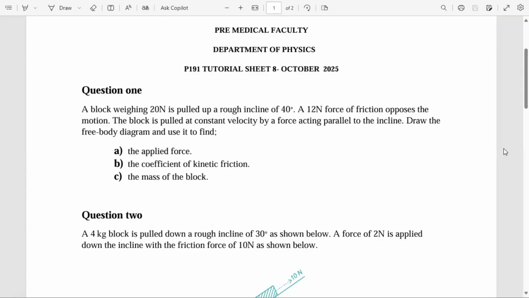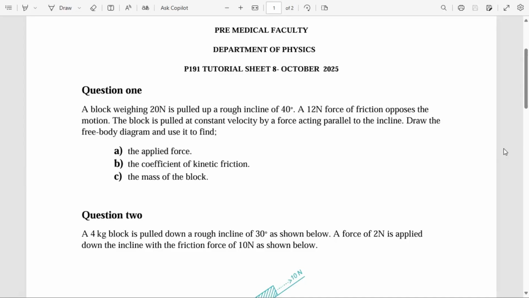Right, so let's look at tutorial sheet 8, P191, and question 1 reads: a block weighing 20 newtons is put up a rough incline of 40 degrees. A 12 Newton force of friction opposes the motion. The block is pulled at constant velocity by a force acting parallel to the incline. Draw a free body diagram and use it to find A, the applied force, B, the coefficient of kinetic friction, and C, the mass of the block.